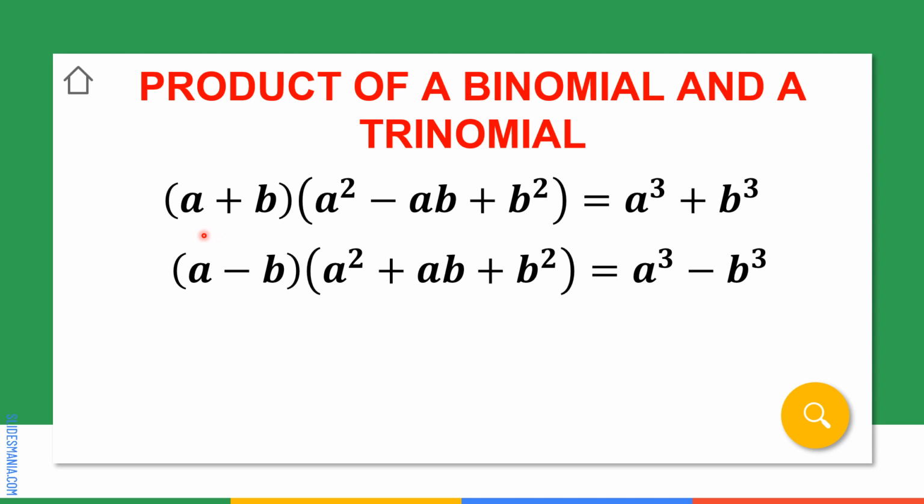So if you are multiplying a plus b and the trinomial a squared minus ab plus b squared, the result is a cubed plus b cubed. And if we multiply a minus b by a squared plus ab plus b squared, the result is a cubed minus b cubed. Or simply, we can solve this by getting the cube of the first and the second term.